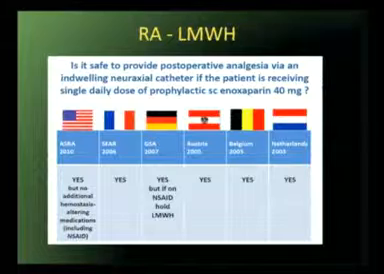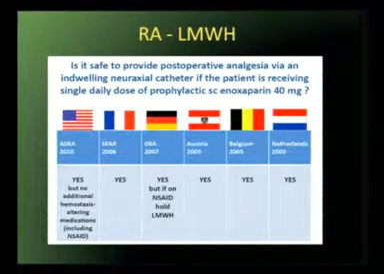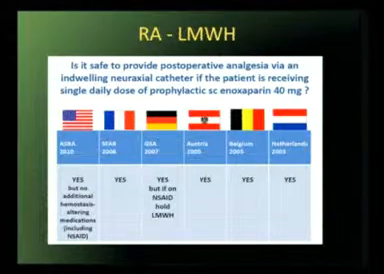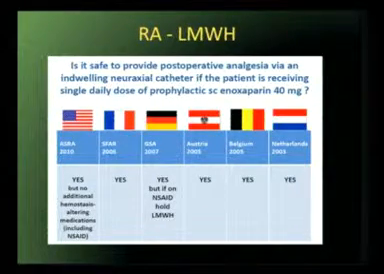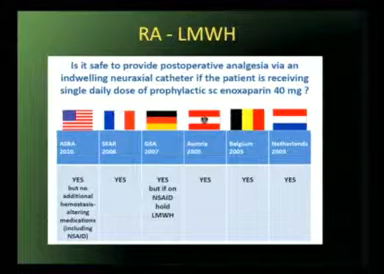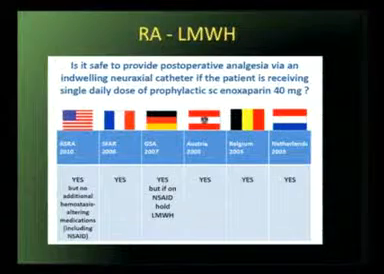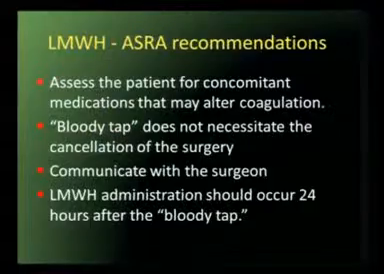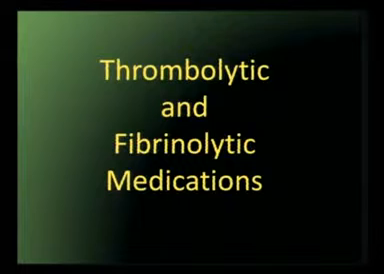And again, with an indwelling neuraxial catheter, is it safe to provide postoperative analgesia? Yes, if the patient is on a prophylactic dose, you can retain the catheter and safely provide postoperative analgesia, and see that the catheter removal also is planned. That is, you give a gap of at least 10 to 12 hours between the dose and the catheter removal, and once the catheter is removed, give a gap of at least 2 to 4 hours before reinitiating the LMWH therapy.